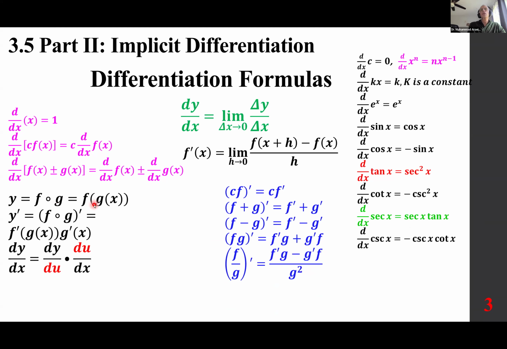A composite function f of g, or f of g of x, when we want to differentiate, we get f prime of g of x times g prime of x. In Leibniz's notation, dy/dx is dy/du times du/dx.